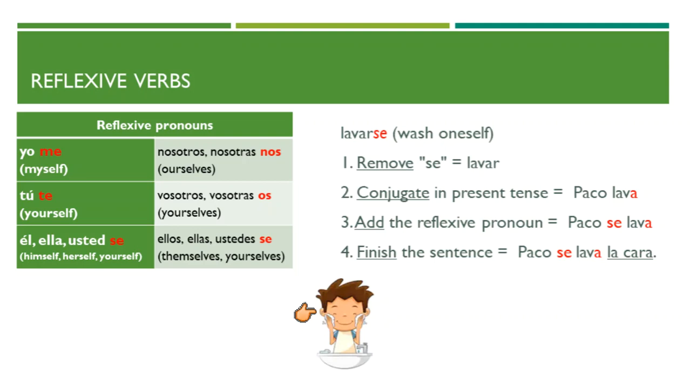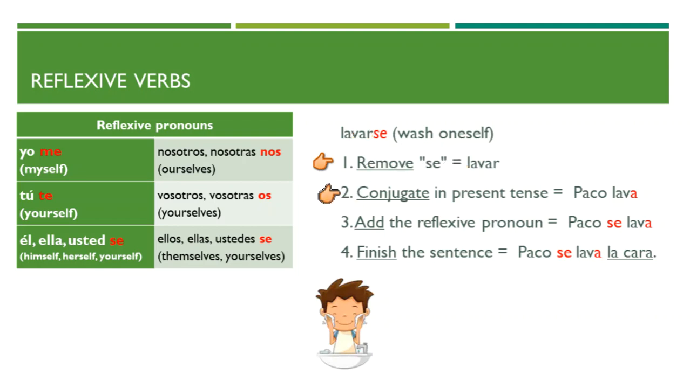So we're going to follow these steps to form a sentence and tell that Paco is washing his own face. So Paco washes his face. How will we say that in Spanish? We're going to start off with the verb to wash oneself, which is lavarse. And we're going to remove the SE from step one. We're going to remove the SE from lavarse. So we'll end up with lavar.